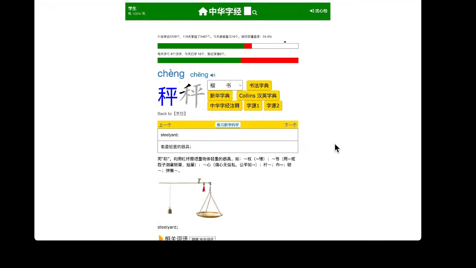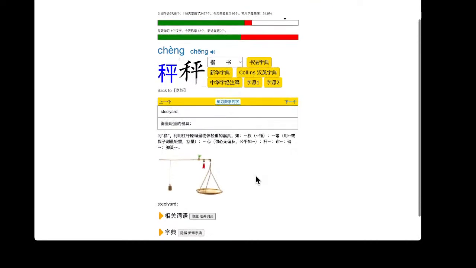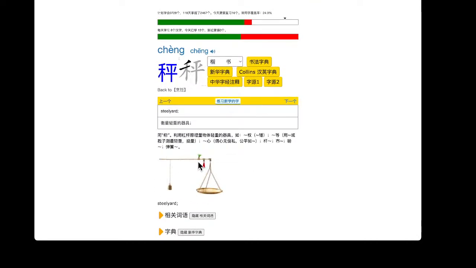Next one, 秤. 秤 is a steel yard. Okay, so it's this type of thing, right? Exactly this type of thing. This is a traditional Chinese scale, a steel yard. Okay, it's when people in the market need to measure things like vegetables, meat, or that kind of thing to sell and buy, they use this thing to measure. Okay, so this is called 秤.